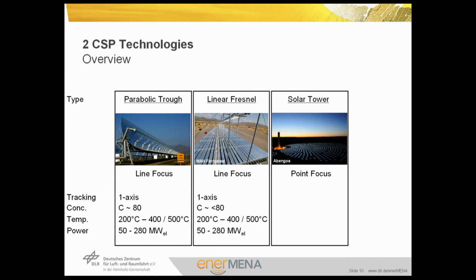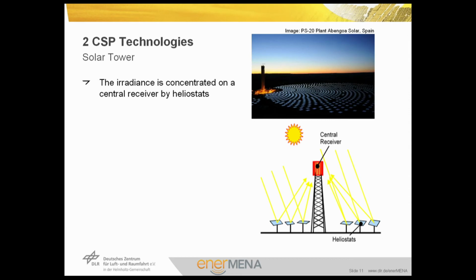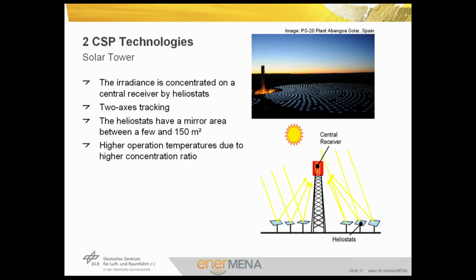A further system is the solar tower, also called central receiver system. In contrast to the before-mentioned line concentrating technologies, it is a point-focusing technology. The irradiance is concentrated on a central receiver by heliostats. These heliostats are two-axis tracking and have a mirror area between a few and 150 square meters. In a solar tower, we get higher operation temperatures due to higher concentration ratios. Besides the Rankine cycle, also the gas turbine cycle is applicable.